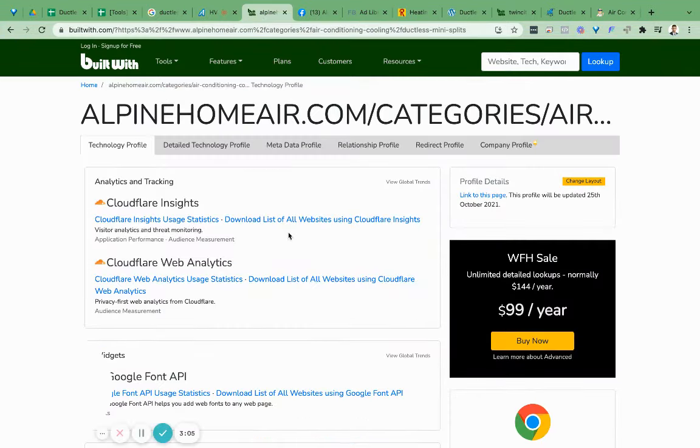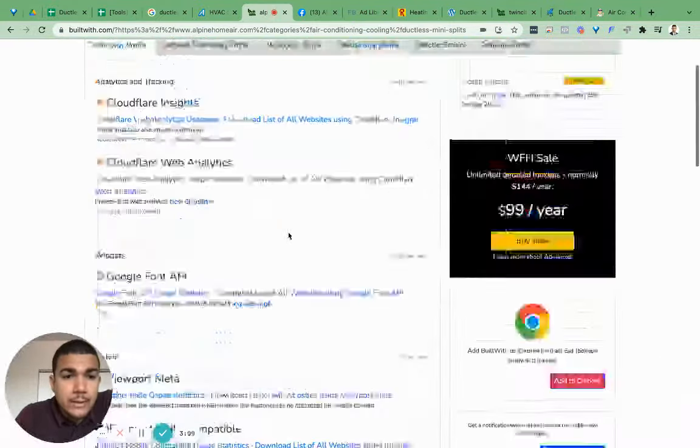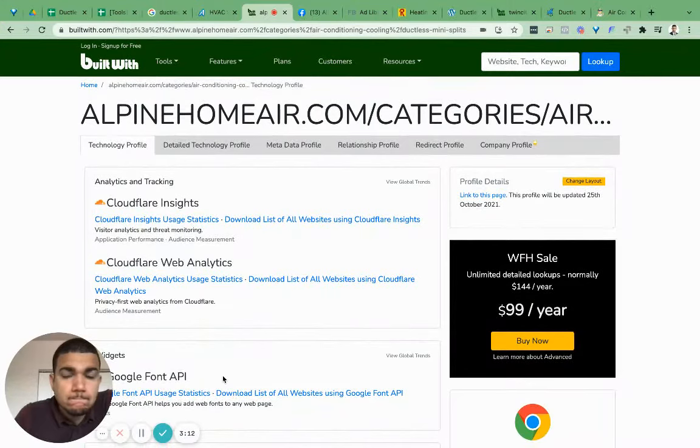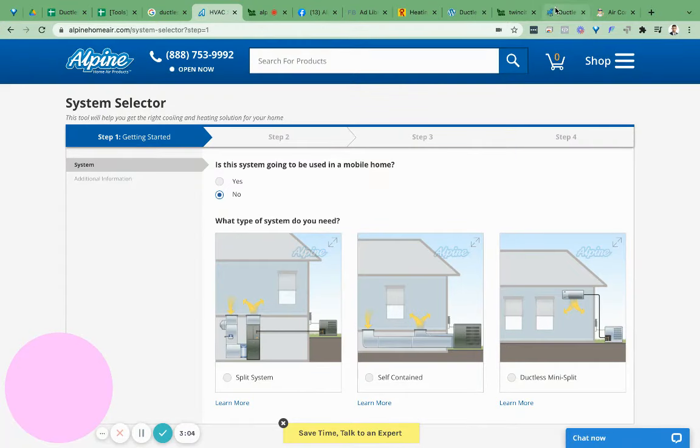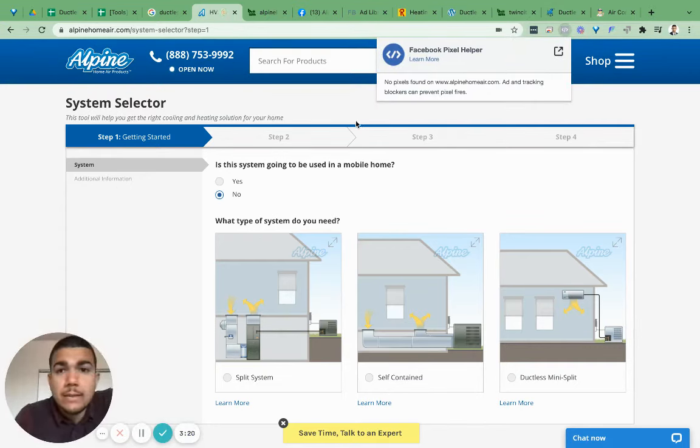So I'm taking a look through the back end of the website, and I don't see any Facebook Pixel on the website. I have a Facebook Pixel Helper. There's no Facebook Pixel here, so that leads me to believe that they're not running Facebook ads and they're not dynamically remarketing to people who visit their product pages.